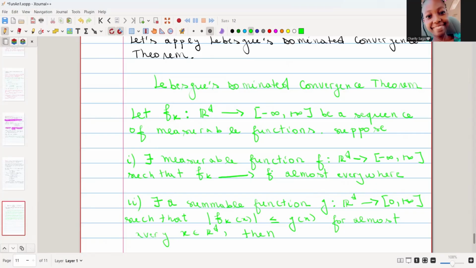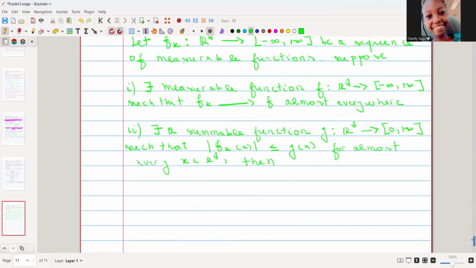Then, when these two hypotheses are satisfied, the limit of the integral of fn dx when n tends to plus infinity is still the integral of f(x) dx. So it means that you can switch the limit with the integral. So it is like this: the limit of the integral of fn dx is the integral of the limit of fn dx, and this limit is f.